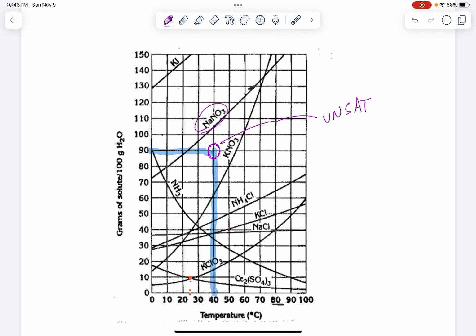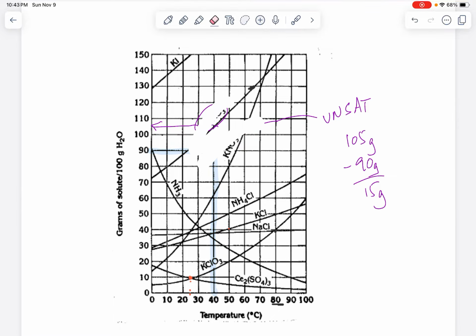You could then be asked, well, how many more grams would we need to make a saturated solution? And so it'd be the difference from here to here. And so if we go across and we see where that hits, that's maybe roughly 105 grams. So if 105 grams is the maximum that can dissolve, and we already have 90 in there, then we would need to add 15 more grams of the NaNO3 to make a saturated solution. All right. So that's another type of question you could be asked.